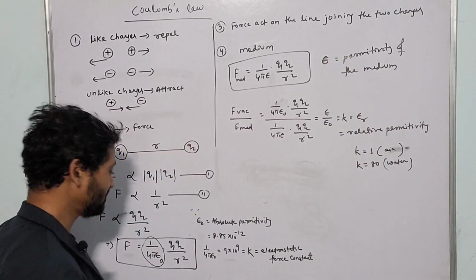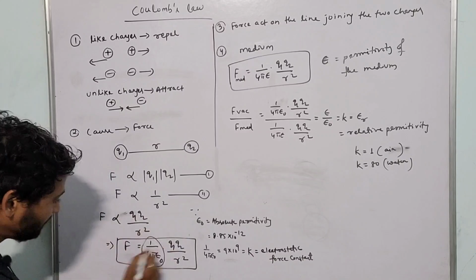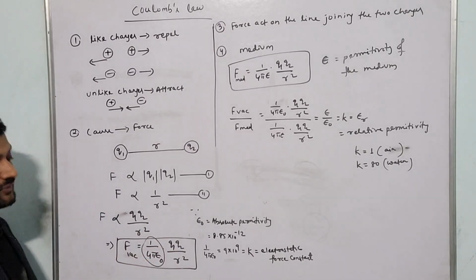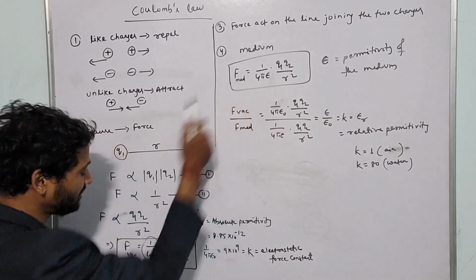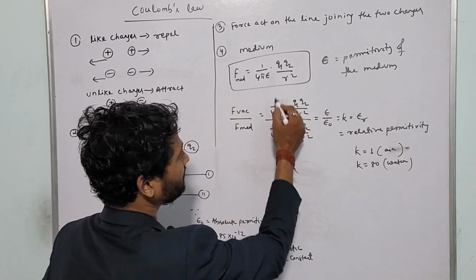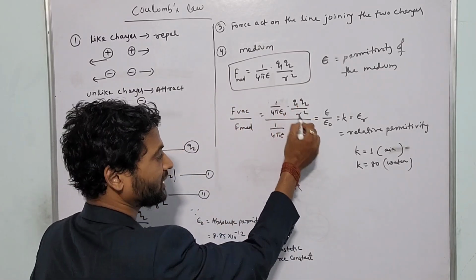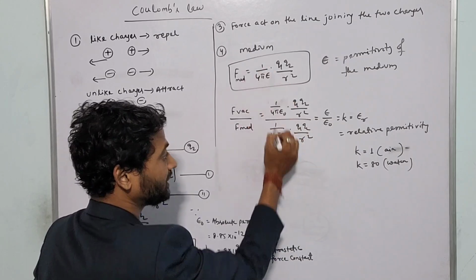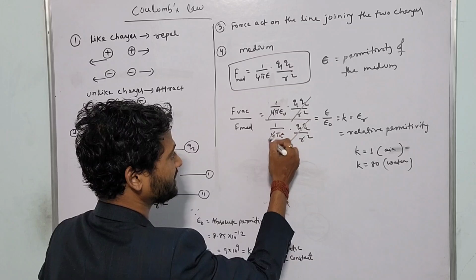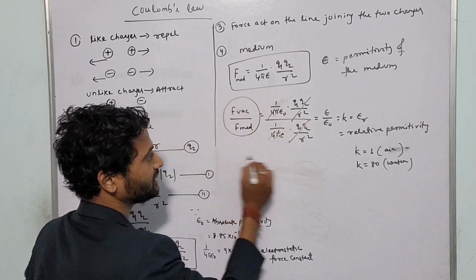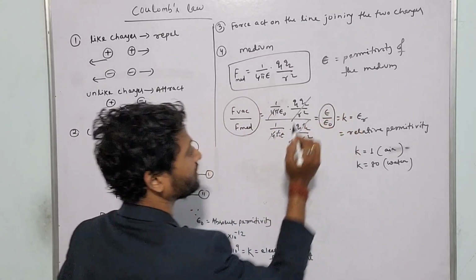Clear? So that force, let it be F vacuum. Okay? Force in free space. So if I divide force in vacuum by force in medium, so I'll be getting what? 1 by 4 pi epsilon naught Q1 Q2 by r square by 1 by 4 pi epsilon Q1 Q2 by r square. So this part will be cancelled, this part will be cancelled. So F vacuum by F medium will be epsilon by epsilon naught.